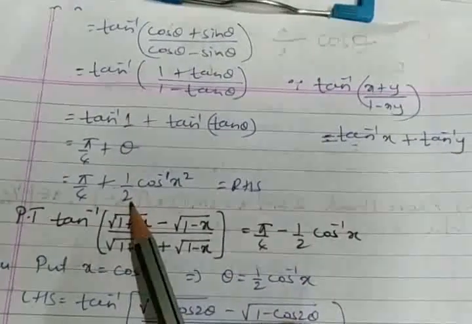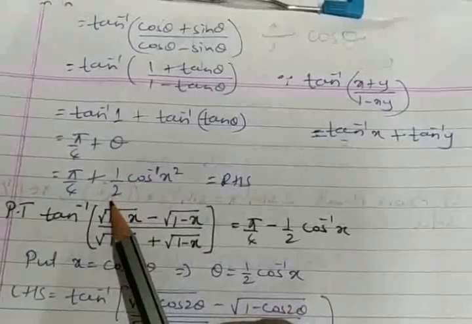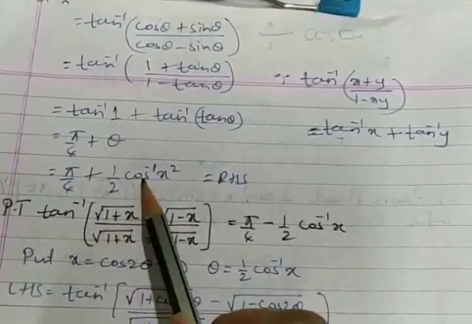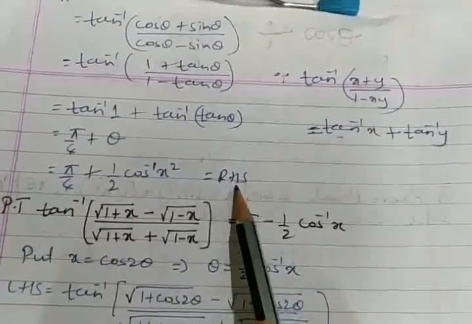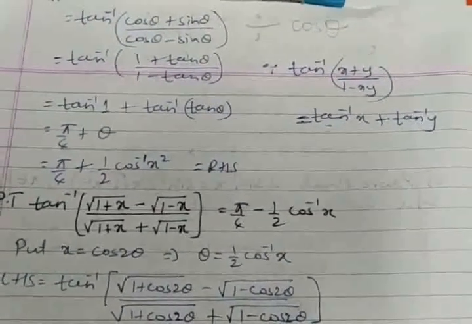This theta will be replaced back here, which earlier also the previous step I had claimed it here. It is 1 by 2, the numerical coefficient, half cos inverse of x square. That itself is RHS. Okay. So practice this question. Important question for you.